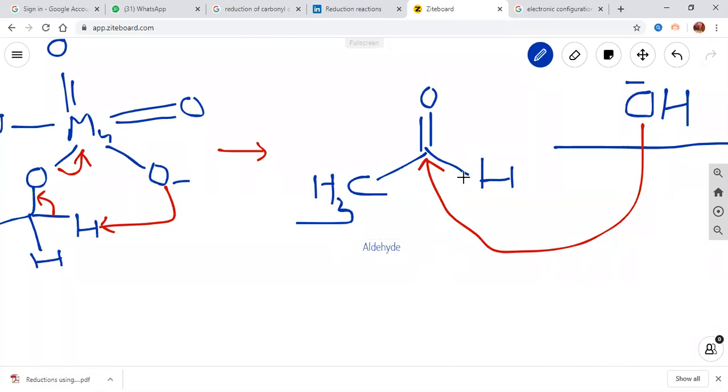Still we have a hydrogen, so it can go for further oxidation. The reaction will not stop here. It will go for further reaction. So what happens?